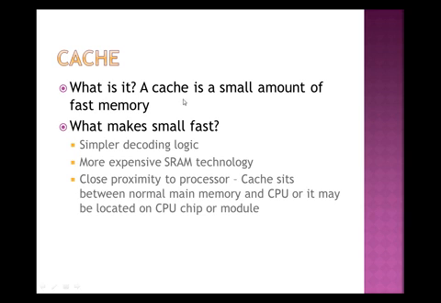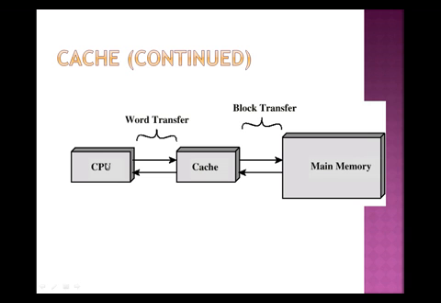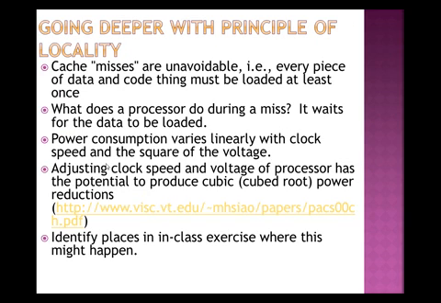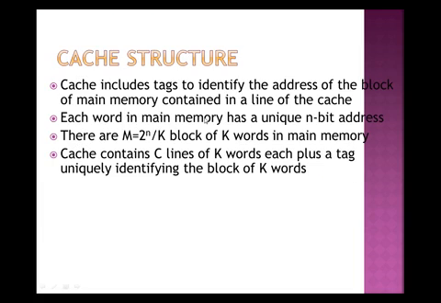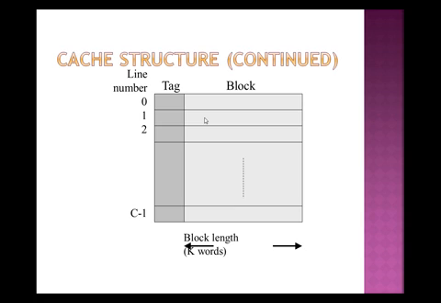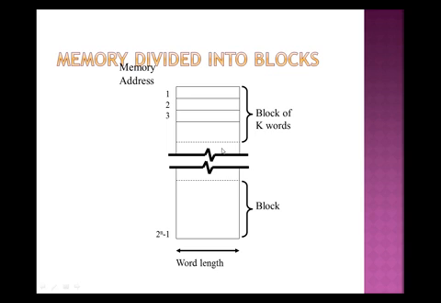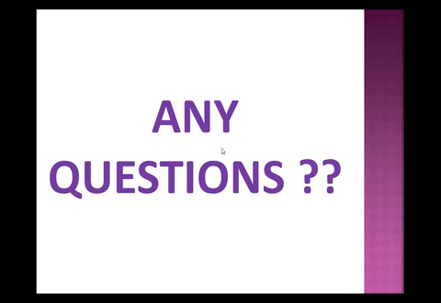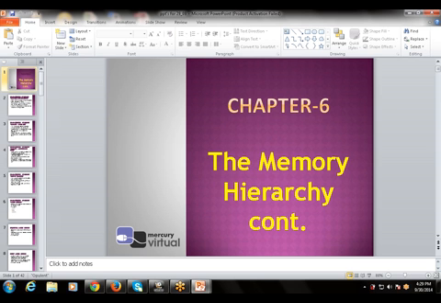Then we studied the cache memory, what a cache memory is. It lies between the main memory and the CPU. Then we have also talked about the cache operations. Then again we talked about the principle of locality, that is, miss and hit. This is the cache structure, the internal structure, how a cache looks. Then how memory will be divided into different blocks. So that's all for yesterday's session, the yesterday's class that we have covered.